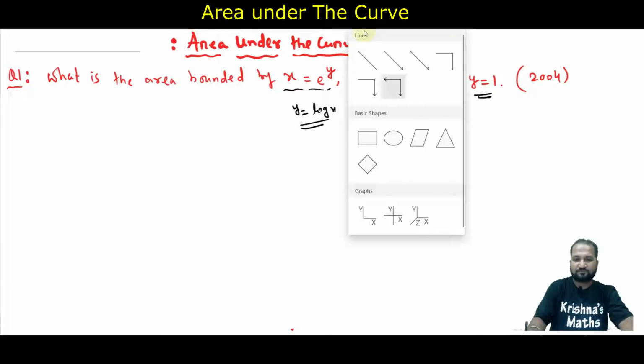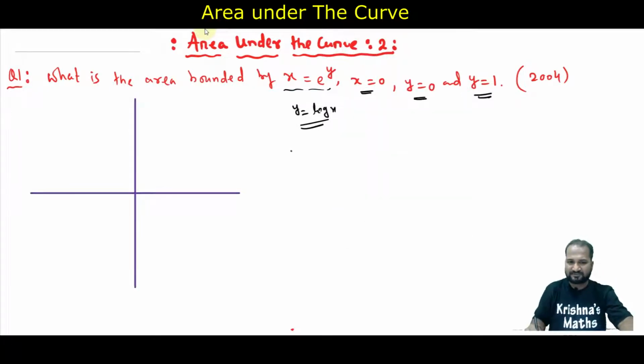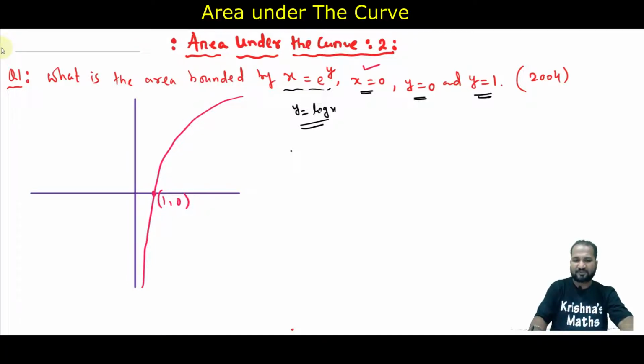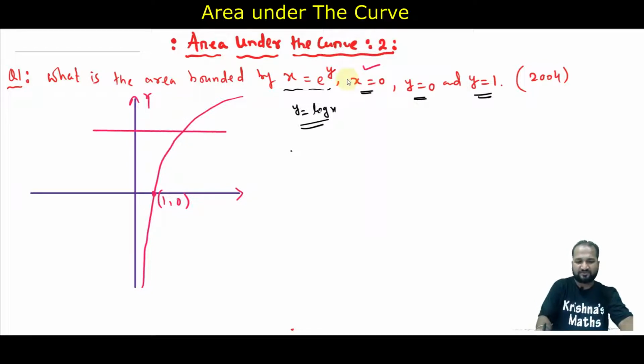So try to draw the diagram. So this is the x and y axis. Y equal to log x, or x is equal to e raised to y, the graph will be like this. And this is the point (1, 0). So this is x equal to 0, the y axis. Y equal to 0 is the x axis. And y equal to 1 is a line parallel to the x axis at a distance of 1 unit from the origin.